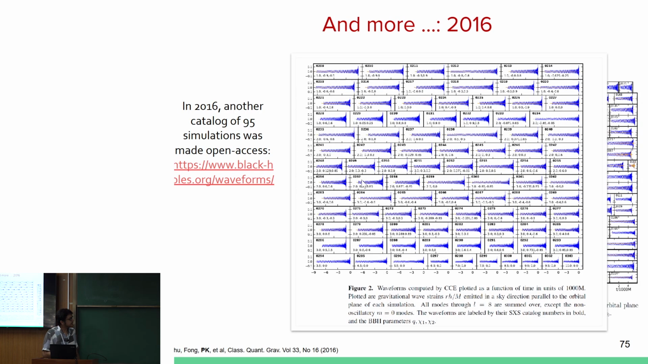So 3 years later, another set of 100 waveforms was released. That used to be a big number in 2016, 100 waveforms and so on. Now 1000 is a big number. So things are getting better.